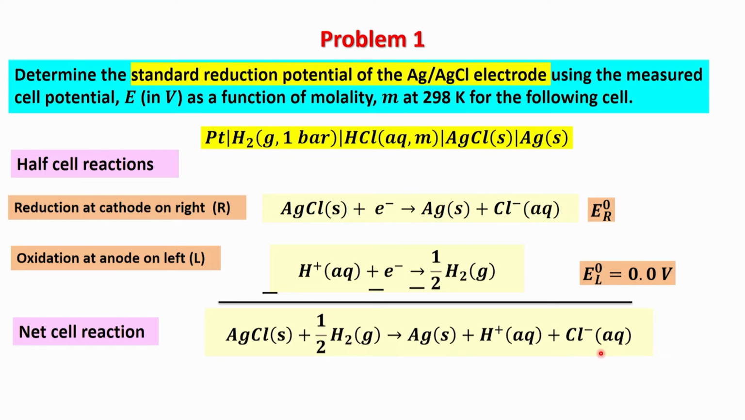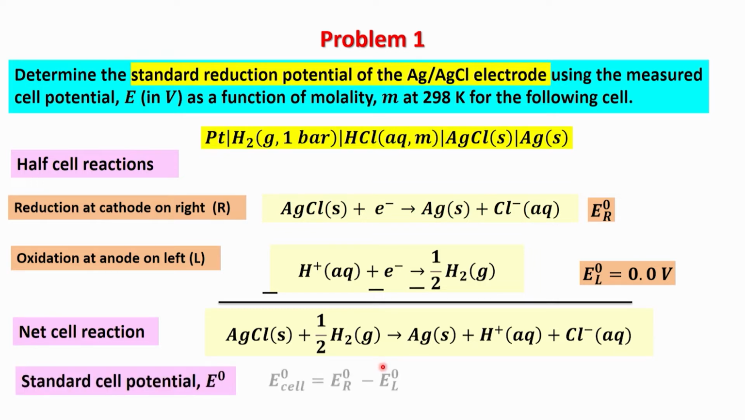Now, what information do I learn from here? Obviously, the first information that I get is that E° cell, the standard cell potential, must be equal to the standard reduction potential of the silver chloride electrode. The other information I have is that for the net cell reaction, n equals 1, that is, the number of electrons transferred is equal to 1.